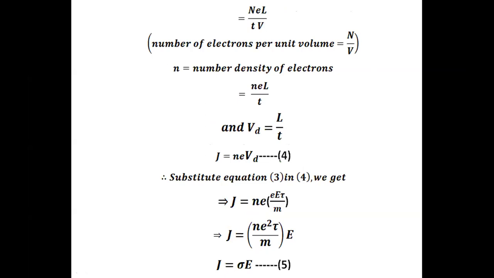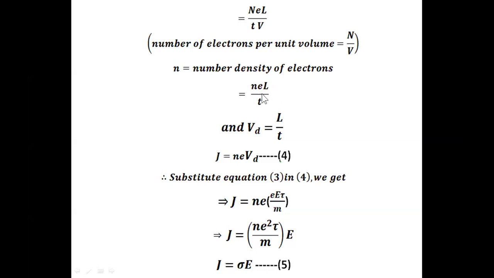But we also know that the number of electrons per unit volume is the number density of electrons, which is represented by small n. Now substitute capital N by V is equal to small n. Then you will get the current density J is equal to small n e capital L divided by T.